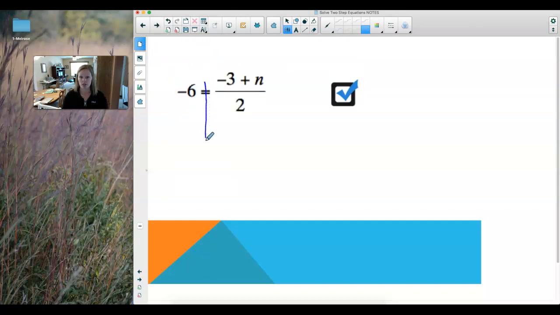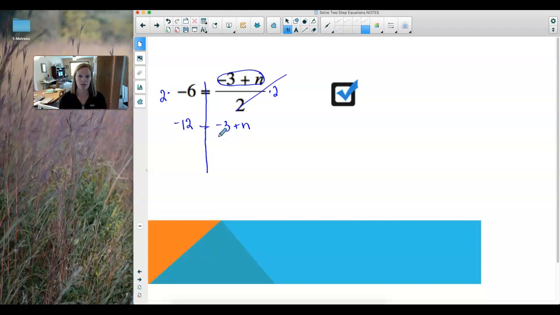Okay, this one looks a little bit different. This time, the variable's best friend is this adding negative 3. And so we have to get rid of the dividing by 2. Remember, what's the opposite of dividing? That's multiplying each side by 2. Be careful with negatives. 2 times negative 6 is negative 12 equals whatever you have circled. So negative 3 plus n.